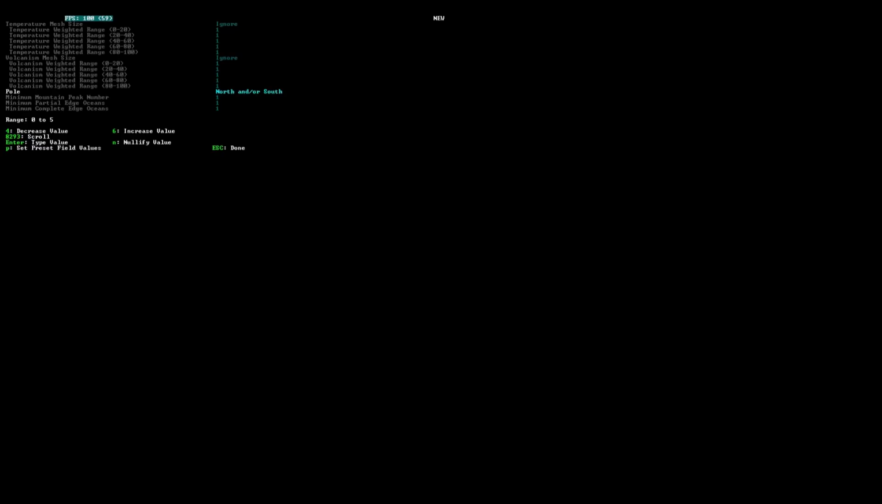All right, we have poles. We could do no poles, 0. 1 is north and south. 2 is north and or south, so it could be a possibility of having one or the other or both. 3 is just north. 4 is just south. And 5 is north or south, so it could be north or south. I usually have, you can set it up to 5, you can set it up to whatever you want. If you don't want any poles, you want everything to be sort of middle of the map type thing, you could set it to 0 and have no poles.